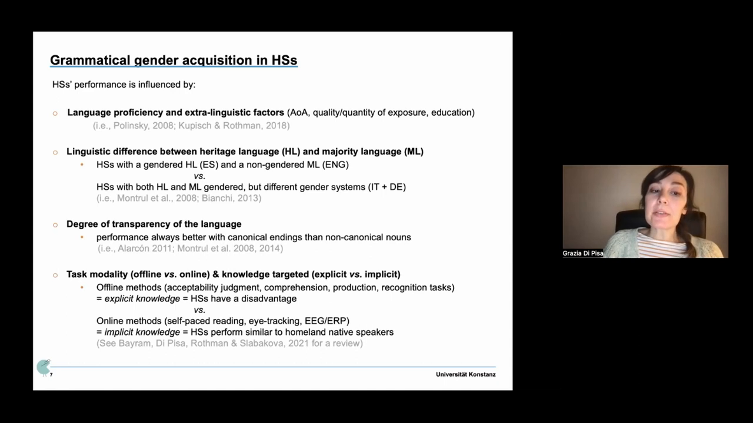And also recently, there have been some studies showing that the task modality, so how we are testing our heritage speakers and the knowledge we are targeting, could make a difference in the performance. Usually offline methods are tapping more into the explicit knowledge of gender. In this kind of task, heritage speakers have a disadvantage. Instead, with online methods, which tap more into the implicit knowledge of gender, heritage speakers perform similarly to homeland native speakers.